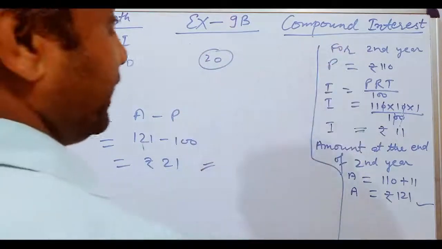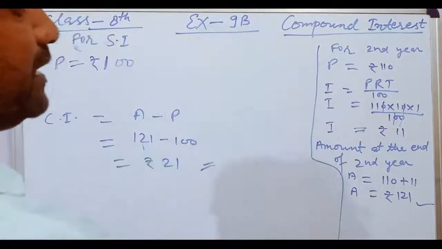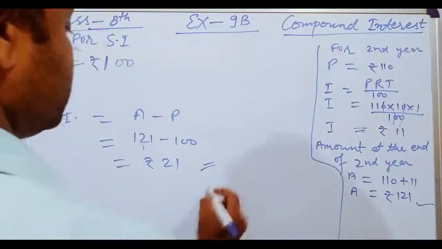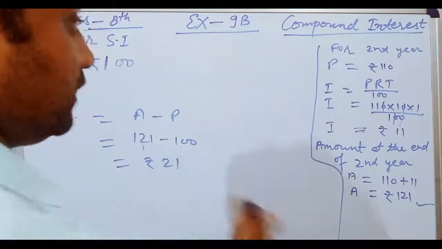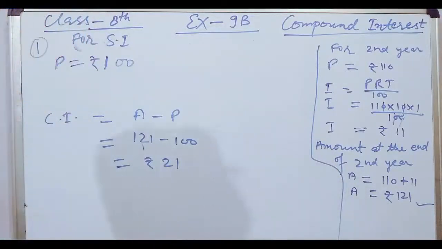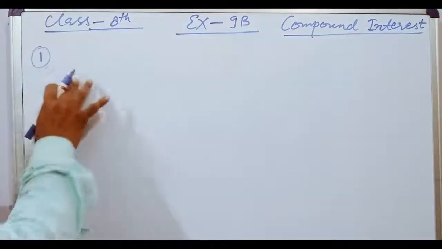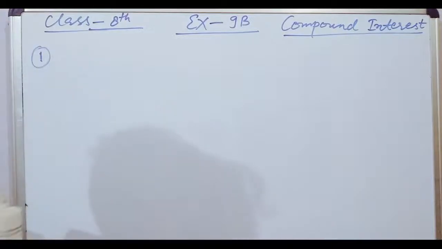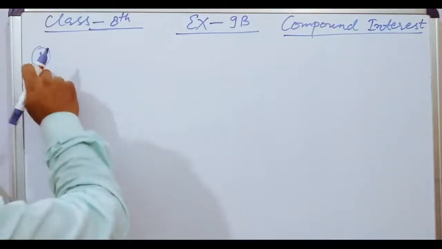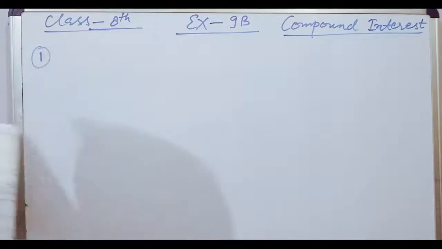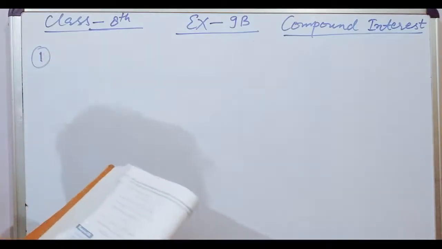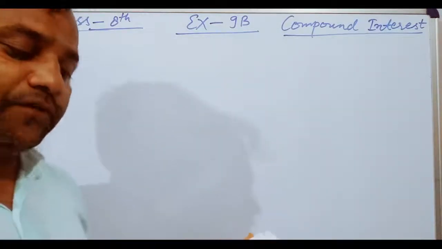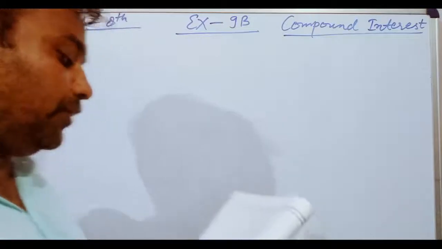So like this, in the step method we will find compound interest in this exercise: for the first year, for the second year, for the third year, like this. Now I told you that example. Now I will start from question number 1. Find the amount and compound interest on rupees 4,000 at 12% per annum for 2 years compounded annually.